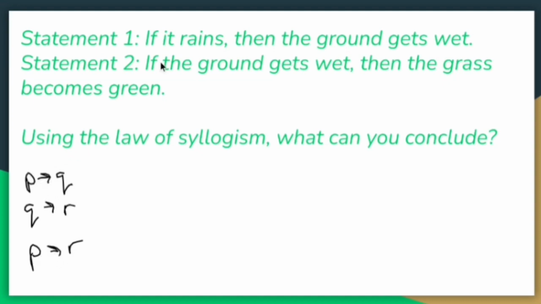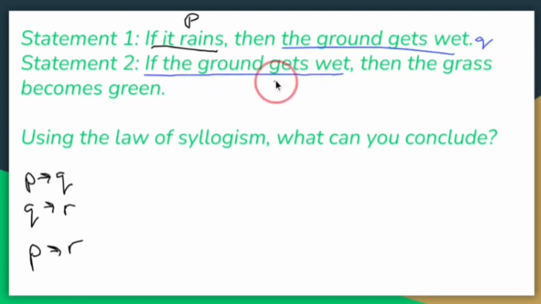Law of syllogism. If it rains, then the ground gets wet. Neat. If the ground gets wet, then the grass becomes green. Neat. Using the law of syllogism, what can you conclude? Well, if it rains, that's P. Q is going to be the ground gets wet. The second statement starts out with if the ground gets wet. So what we're going to do is cut out the middleman and go right from P to R. If it rains, then the grass becomes green.